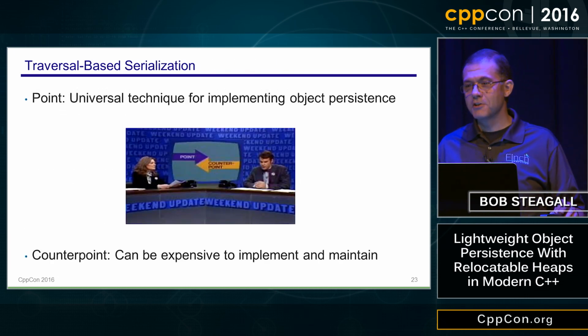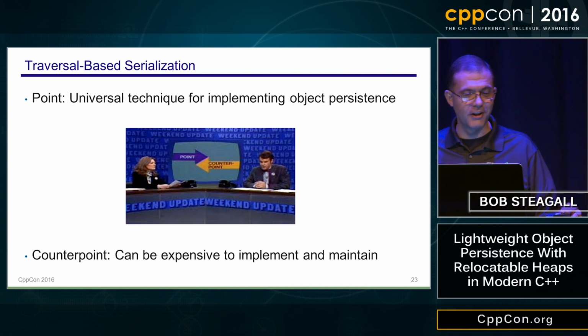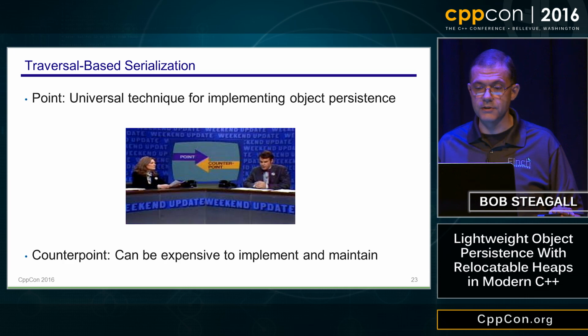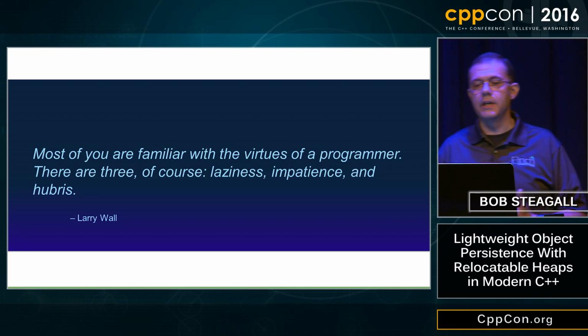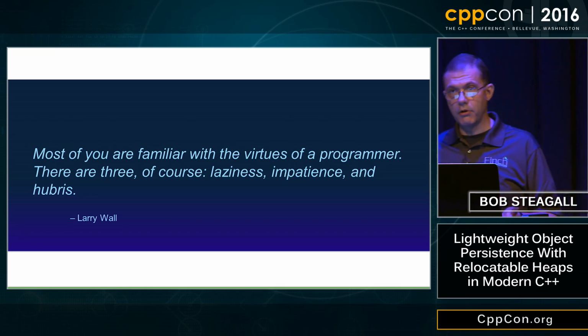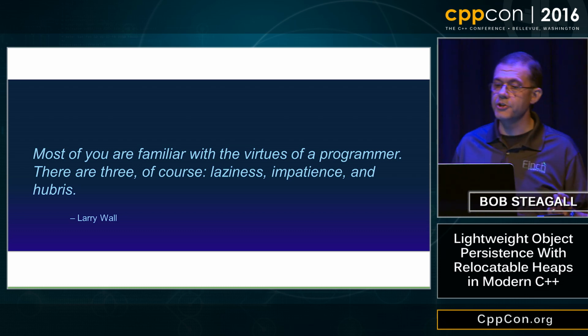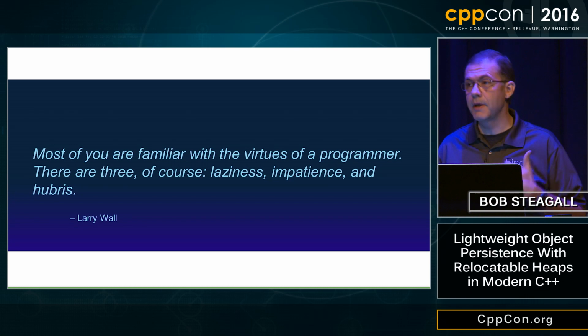So to sum up everything there is to know about traversal-based serialization in one slide, it's as close as we can come to a universal technique for implementing object persistence. If you're willing to put in the effort, you can find a way to make it work for you. On the other hand, it can be expensive to implement and maintain, and you generally have to be very careful to keep your code from becoming overly complex or stale or fragile. So, given these circumstances, is there a way for me to avoid all the hard work involved with traversal-based serialization? In other words, can I pull a Kobayashi Maru and change the parameters of the problem to make my life easier?